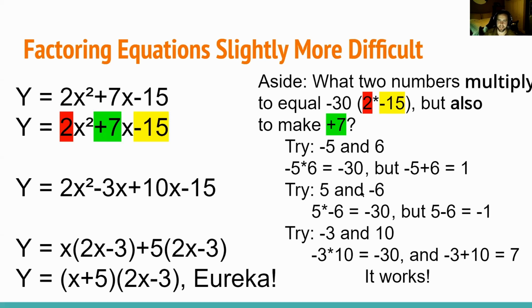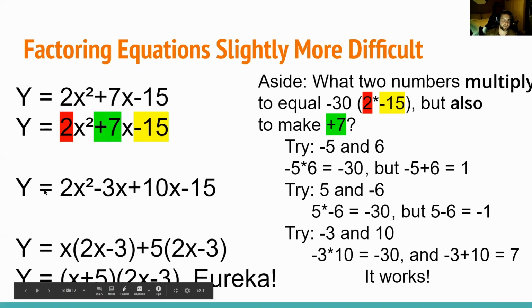So if you try 5 and negative 6, again, it's negative 30. We're just switching around the negative, but that's equal to negative 1, so not quite what we want. We can try negative 3 and 10. Negative 3 times 10 is negative 30, and negative 3 plus 10 is equal to 7. So that's what we want. We could also try 3 and negative 10, but we would see that this would equal negative 30, but it wouldn't be positive 7, it would be negative 7. So you've got to make sure that you have the negative in the right term in this case. So we got positive 7, so this works.